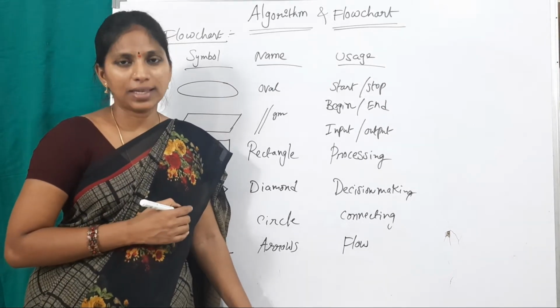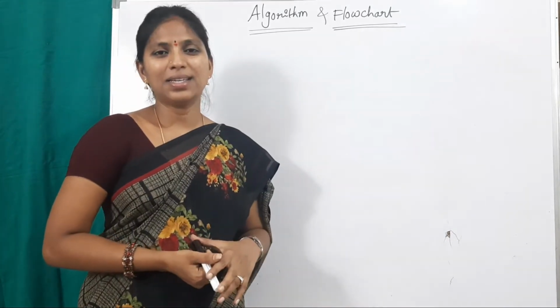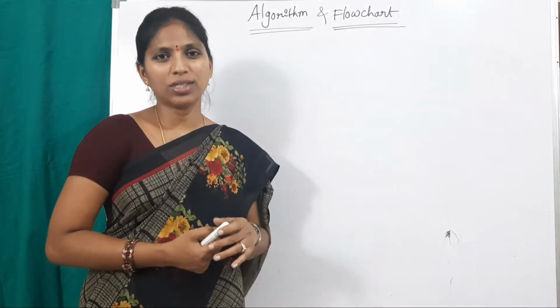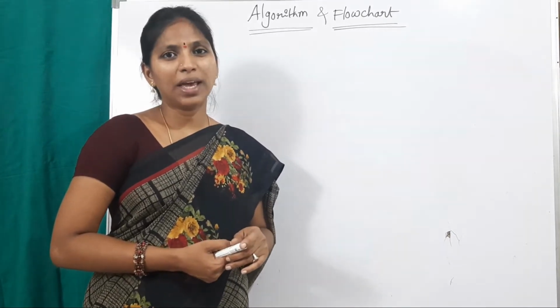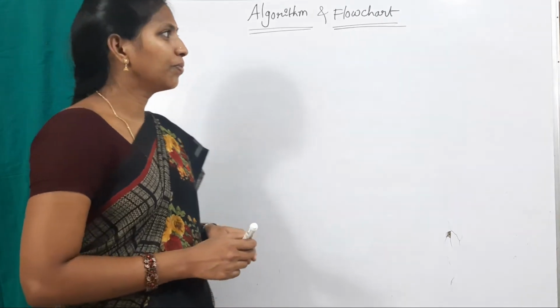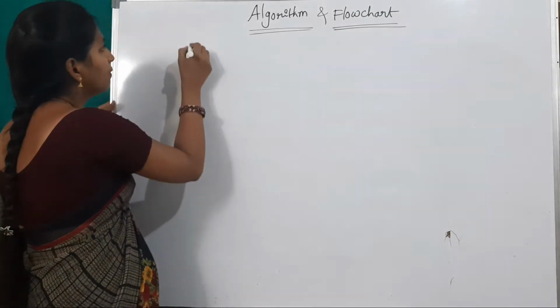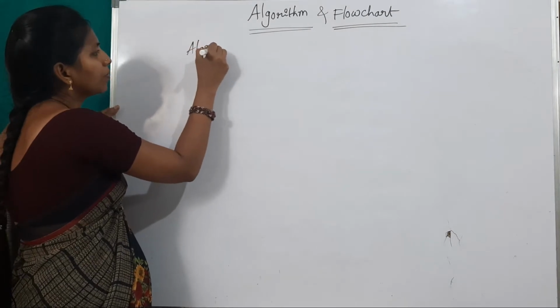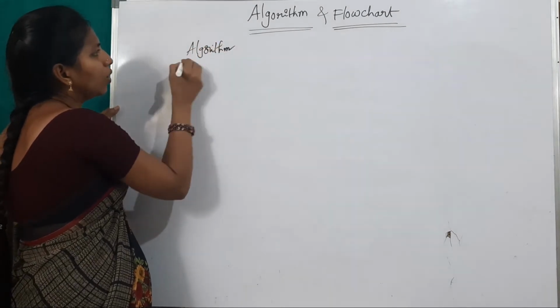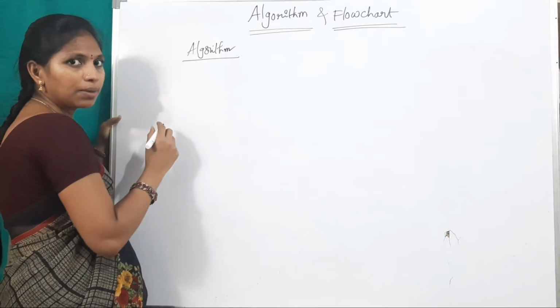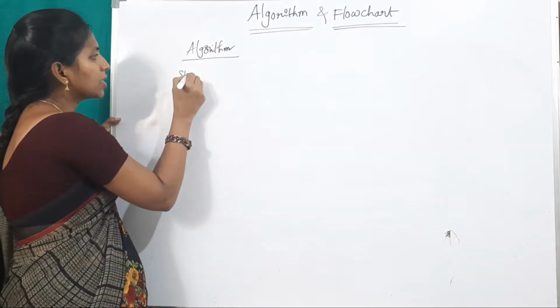Now, let us move to the example. First example: write an algorithm and flowchart to display your age. Accept and display your age. First, see algorithm. Algorithm means it is a step-by-step procedure. So there are some steps.